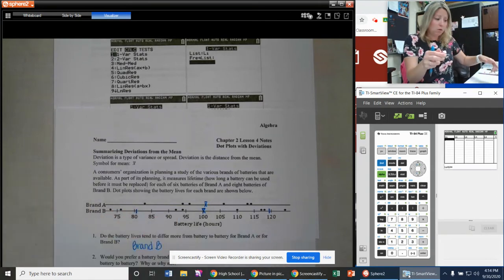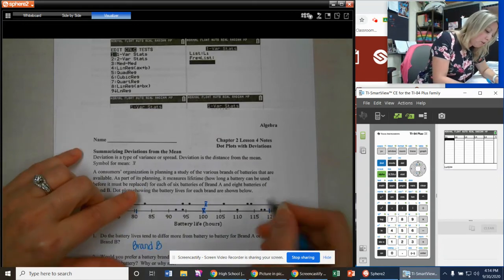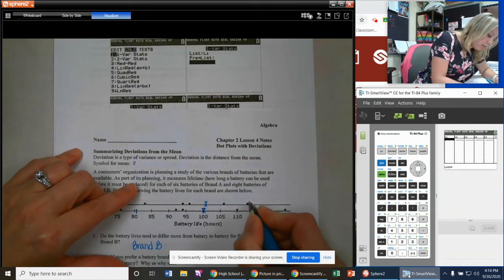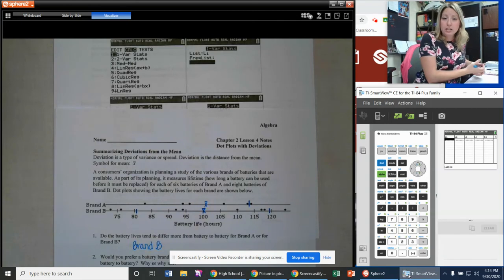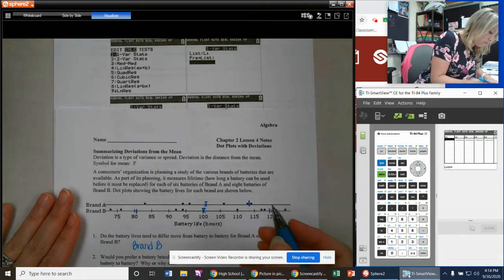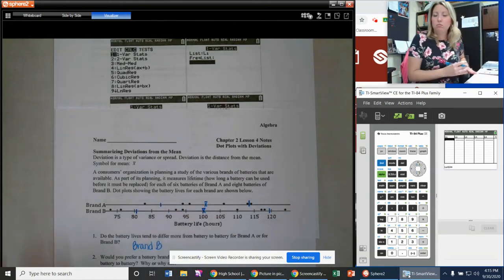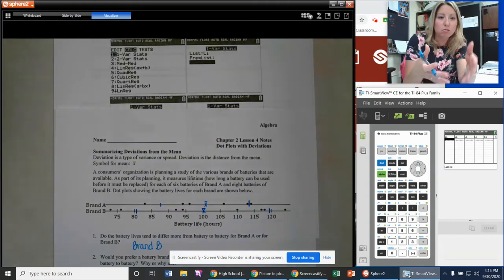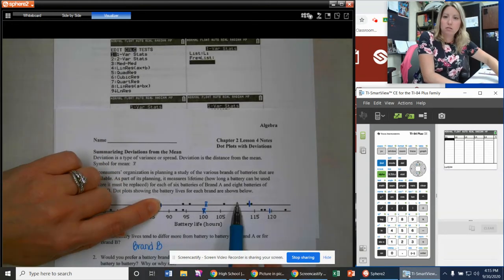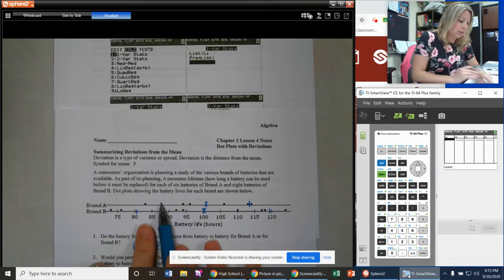Now let's think about brand A's, right? It was 101. Let's think about 12 on each side. Well, 101 plus 12 puts you right about 113, right about here. And then 101 minus 12 puts you right over around 93, back over there. Are most of your data values between here and here? Yeah, you've got 4 out of the 6 in there. So most of your data values will be in that distance plus and minus around the mean.